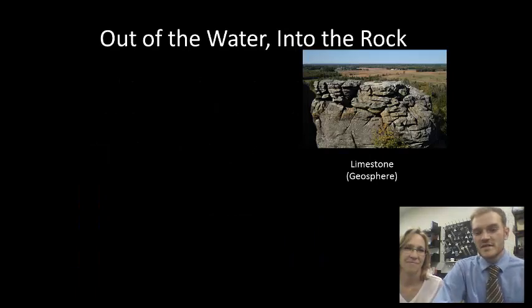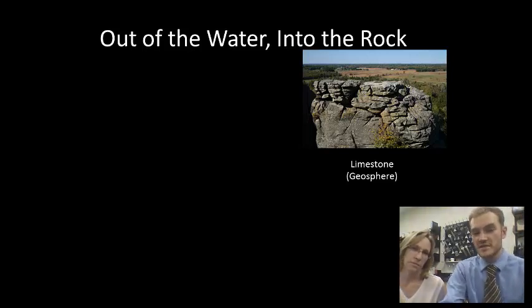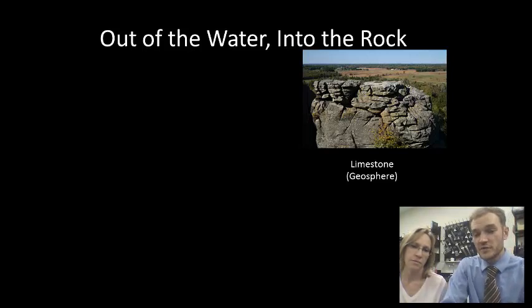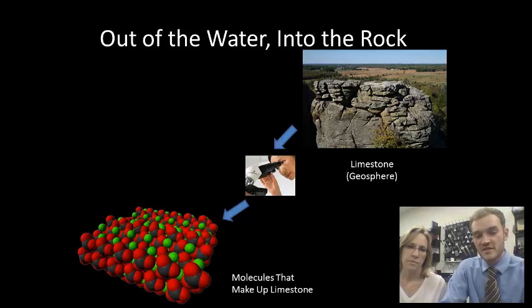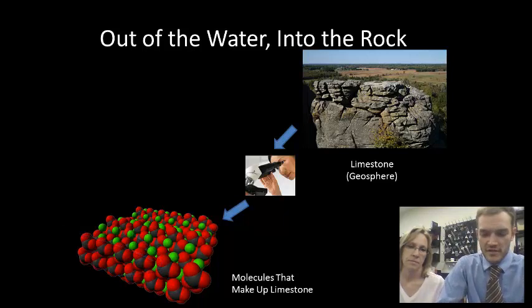So, it's hard to imagine how carbon would get from water into rocks. But when we look at a rock like this limestone, you're actually seeing a lot of carbon. If you had a really high-powered microscope, you could see all of the molecules that make up limestone. And look, there again is our black carbon atom. It's in there, but it's with a bunch of green and red stuff.